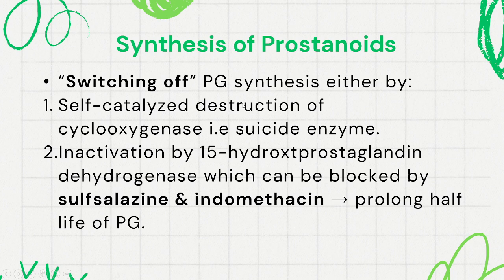Prostanoid synthesis can be switched off either by self-destruction of the enzyme itself, which is called a suicide enzyme, or it can be inactivated by 15-hydroxyprostaglandin dehydrogenase, which can be blocked by sulfasalazine and indomethacin. So drugs can lead to switching off, stopping, or inhibition of synthesis of prostanoids.